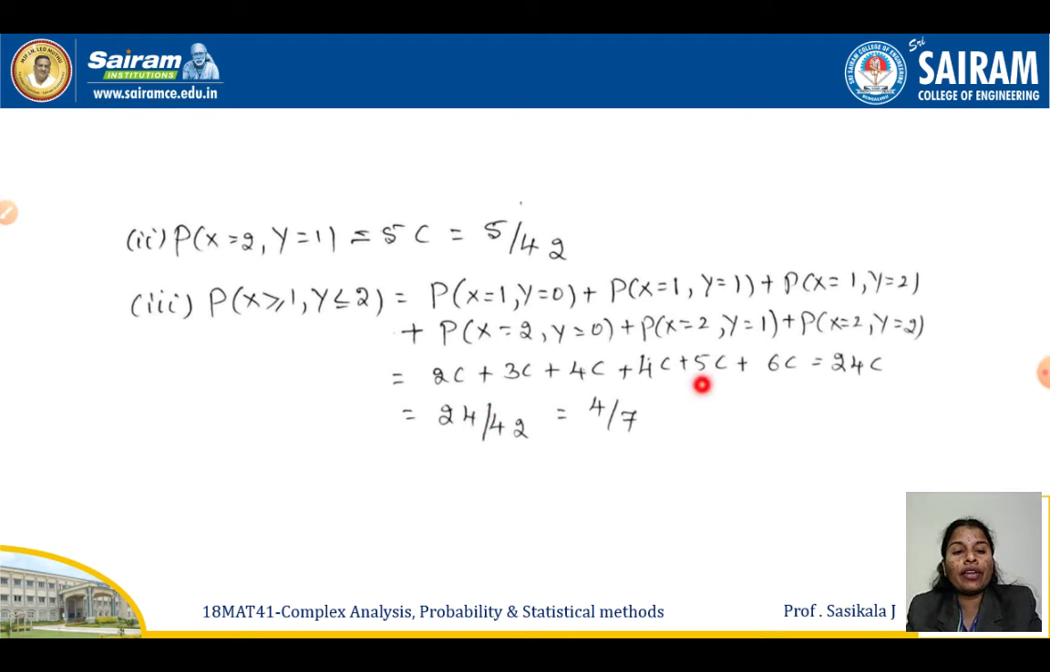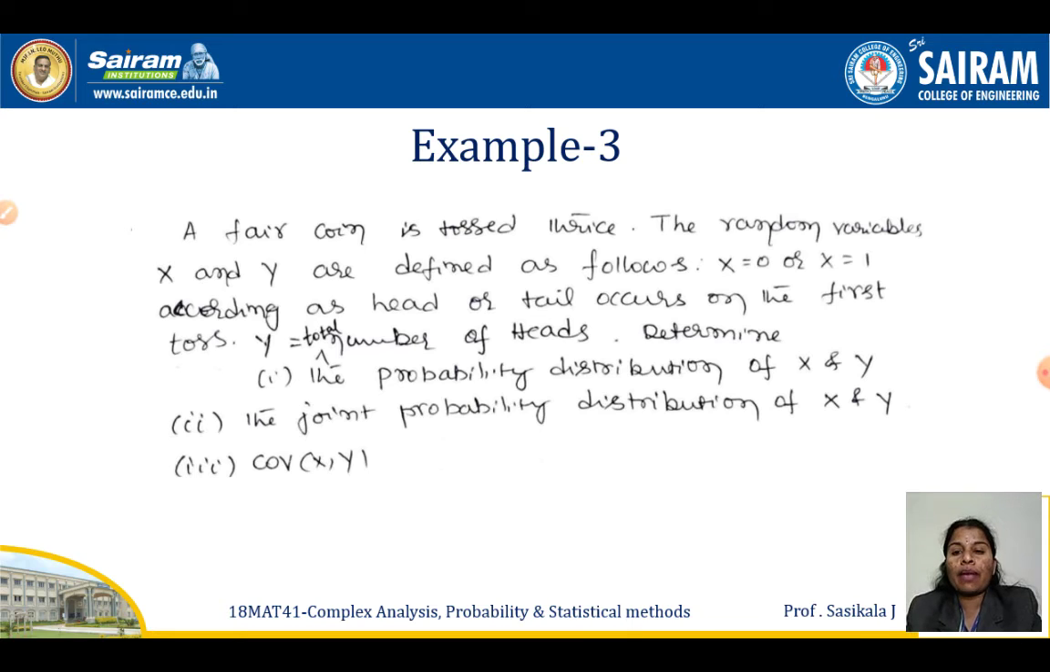It will give 24c, that is 24 into 1 by 42. The answer is 4 by 7. Okay, so we'll go with one more example.